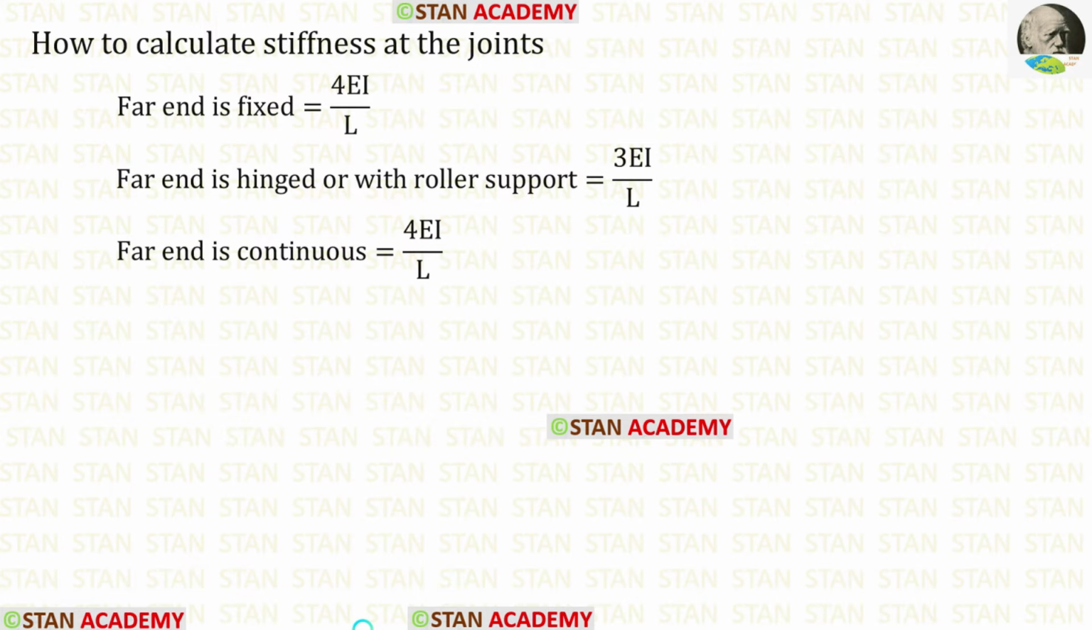In the moment distribution method, we have to find the distribution factor. To find the distribution factor, we have to calculate the stiffness. Let us see the formulas to find the stiffness. If the far-end is fixed, the formula is 4EI upon L. If the far-end is hinged or with roller support, the formula is 3EI upon L. If the far-end is continuous, the formula is 4EI upon L.